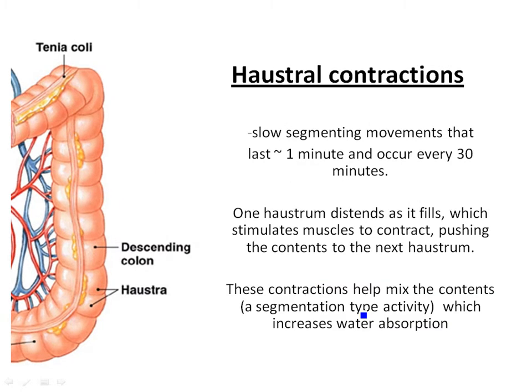Now, as food passes, the haustra play a role in helping mix the food. We have something called haustral contractions. They don't last very long. They create a movement where they help push the food into the next haustrum. As it does this, it's helping to mix the food, the remnants, the waste products a little bit, and allows a little bit longer time for the absorption of water to take place.